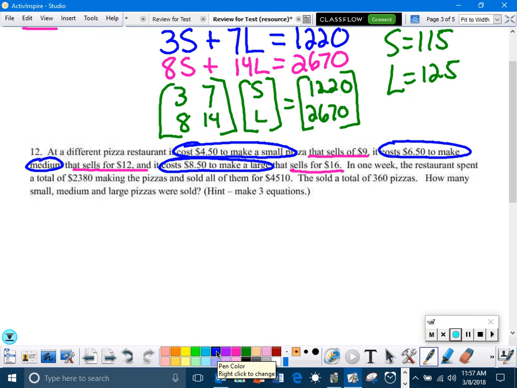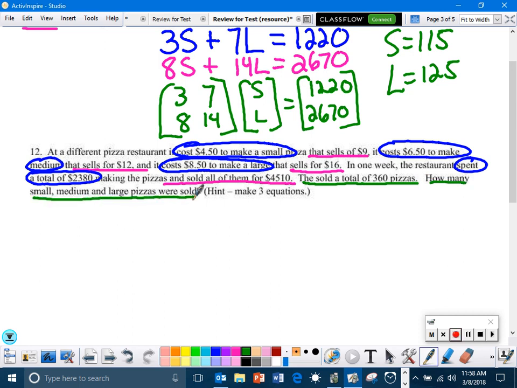In 1 week, the restaurant spent $2,300 making them. They sold them for $4,510. Okay, they also say they sold 360 pizzas. So how many small, medium, and large pizzas were sold? Hint, make 3 equations. Okay, well, the first equation, you know how I use different colors. One equation is going to be with the blue, one equation is going to be with the pink, and the other equation is going to be what I underlined in green.